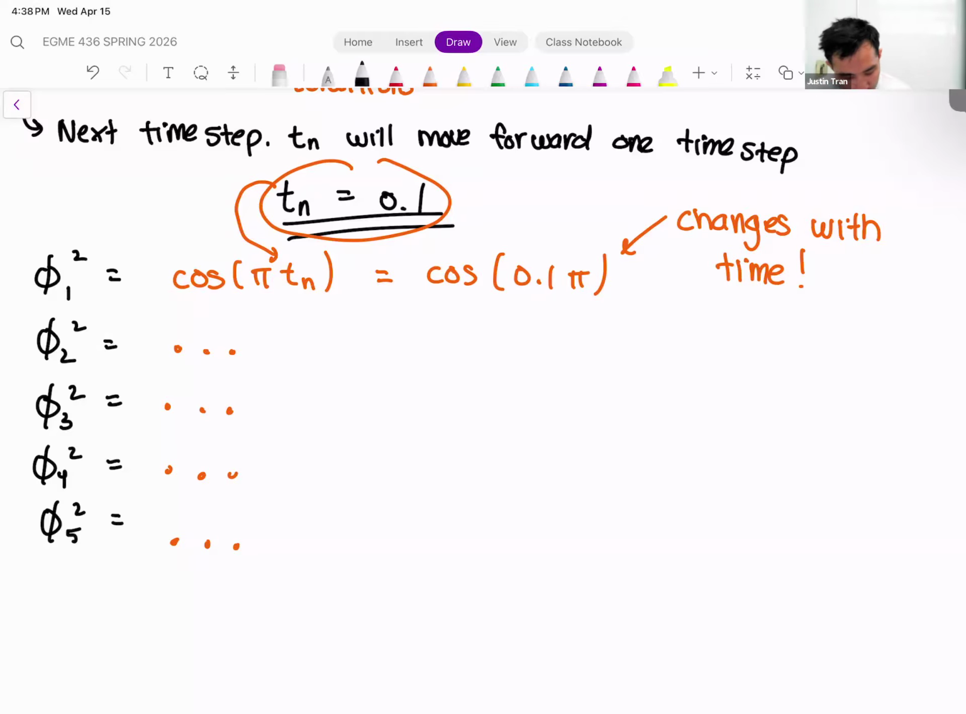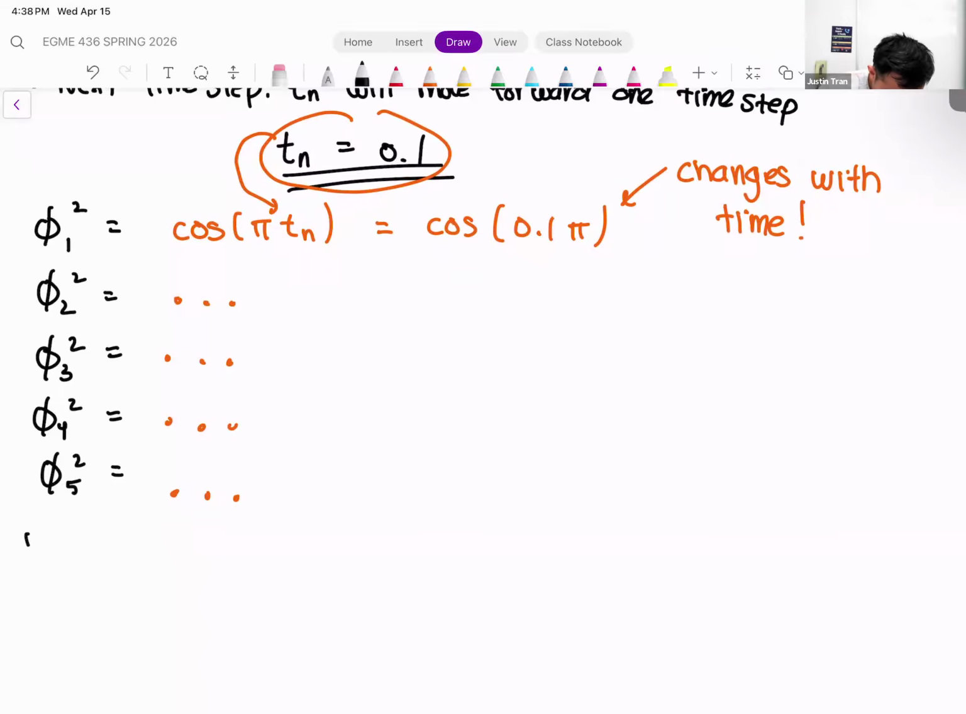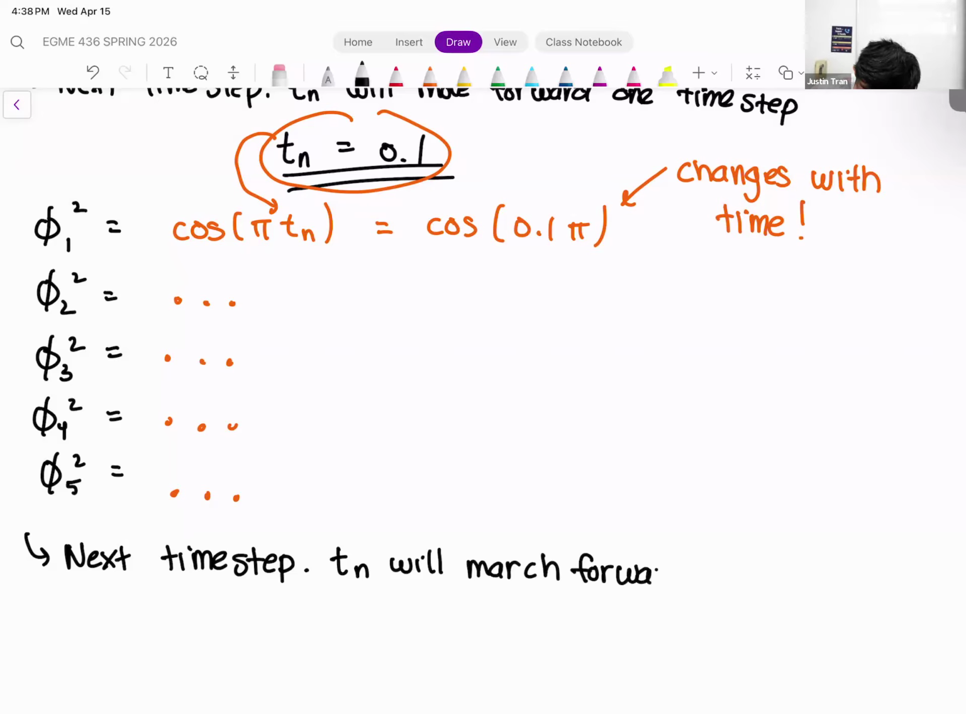We'll go forward just one more step so that you can see. After we solve all that, we can advance one more time step. Once again, we're going to update Tn, and it's going to march forward in time by one more step. Every time we advance a time step, we add delta t to our Tn. So if Tn was 0.1 in the last time step, now it's going to be 0.2.